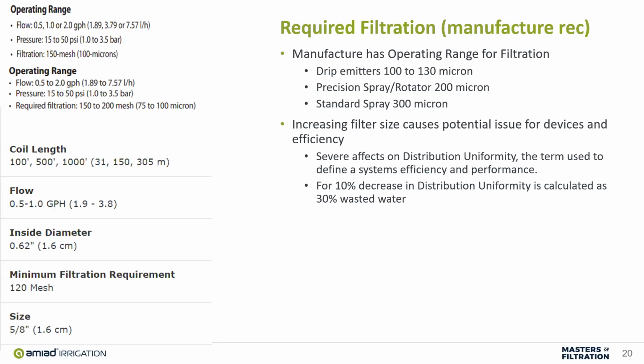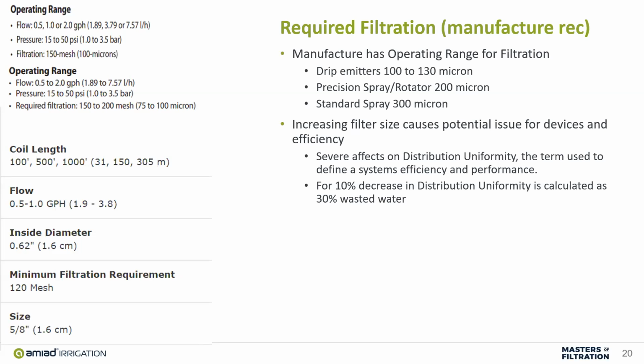The challenge with that is that, as you and I know, what we just talked about, that filter is now going to allow those particulates to fly through. And if you have a certain required filtration on your emission device, where does that particulate end up? It'll typically end up within your emission device and clog it or cause pressure issues. And this could be a severe effect on your distribution uniformity.